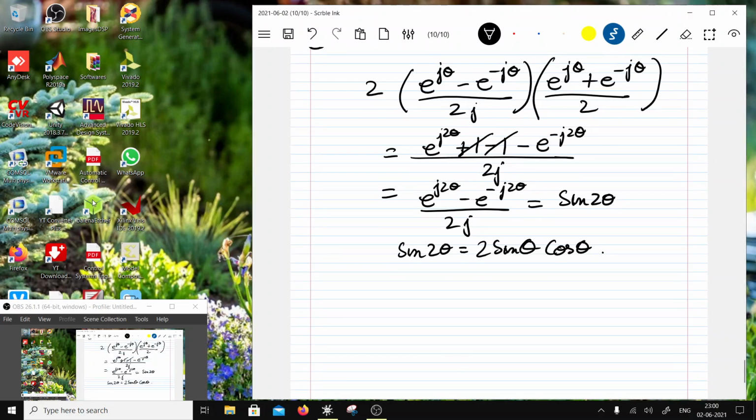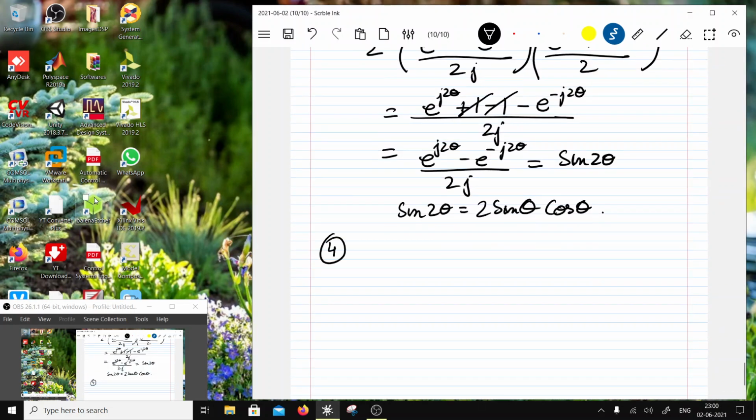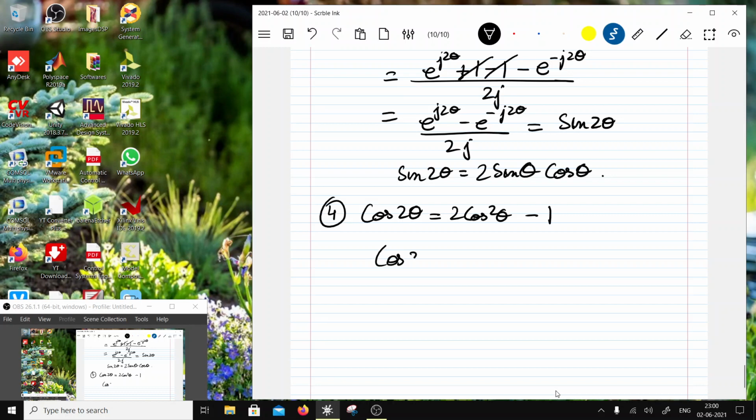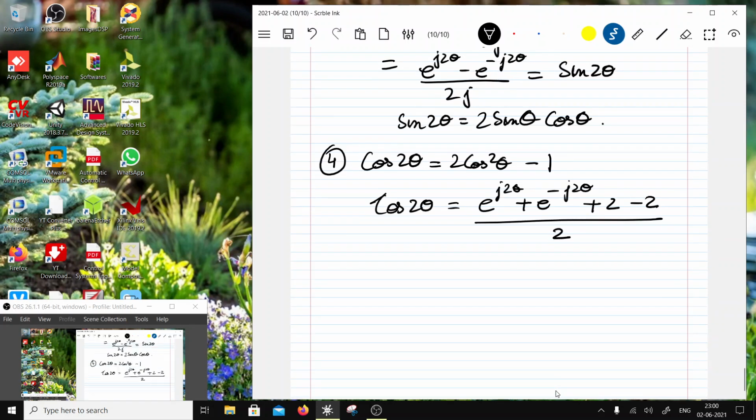Okay, so the fourth one is going to be cos 2 theta is equal to 2 cos square theta minus 1. So how would I prove that? It's very simple. I will take cos 2 theta, so I can write cos 2 theta is equal to e raised to j twice of theta plus e raised to minus j twice of theta. I will do a plus 2 and a minus 2, divided by 2, right?